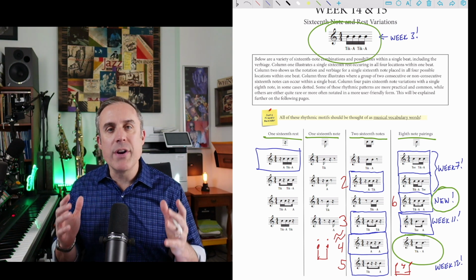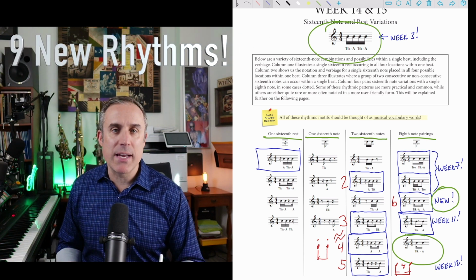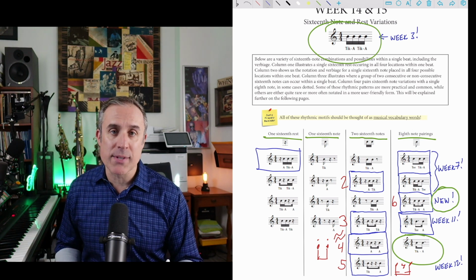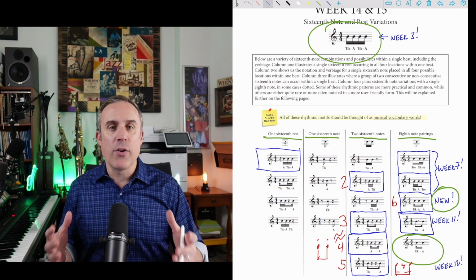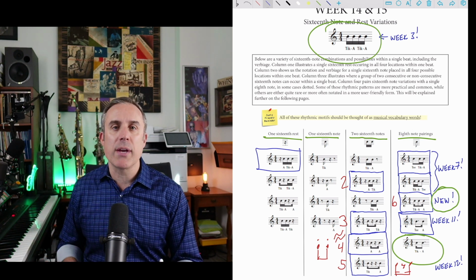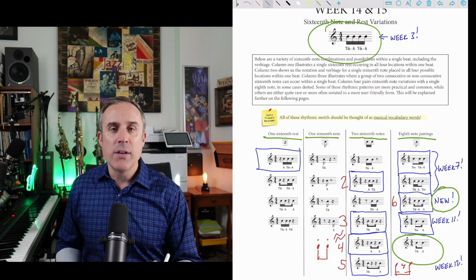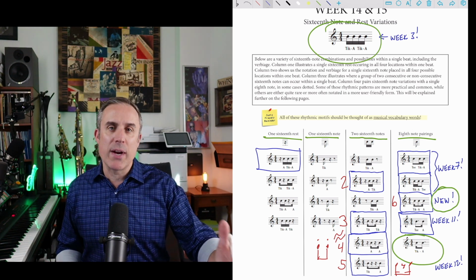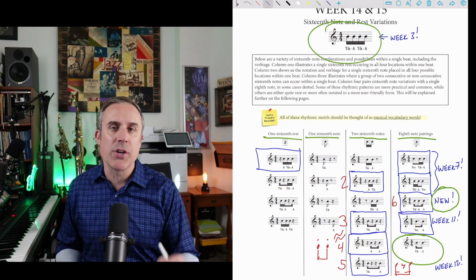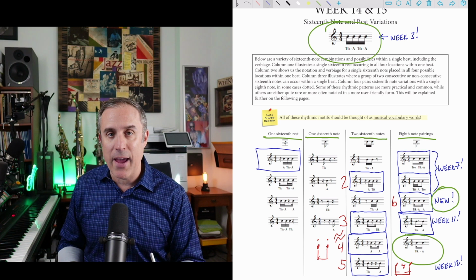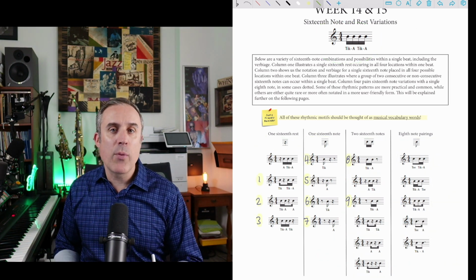I'm going to go over 9 new rhythmic motifs in today's video. Last week in week 14, we introduced 6 new rhythms, and that didn't even include the rhythms that were previously introduced in week 3, week 7, week 11, and week 12. So the first thing I want to do is erase all of the ink from this page and highlight the 9 rhythmic motifs we're going to go over today. All right, now we're all set to go.